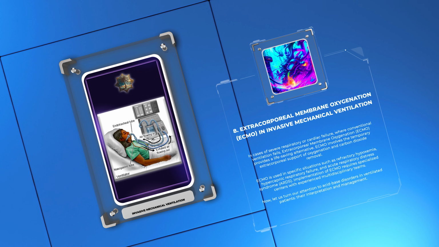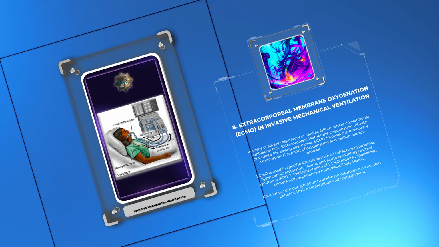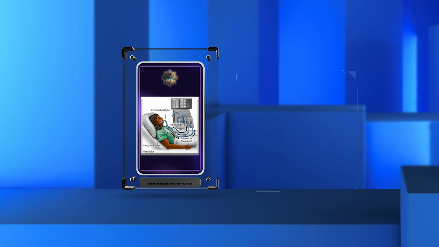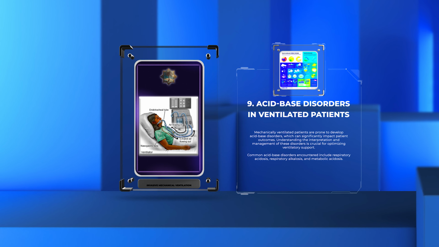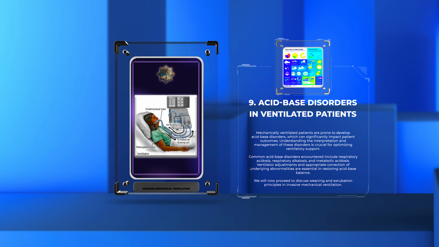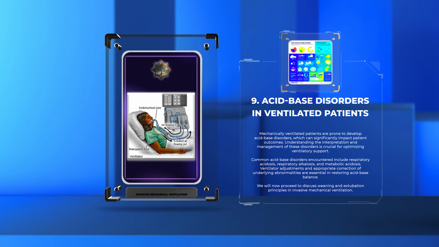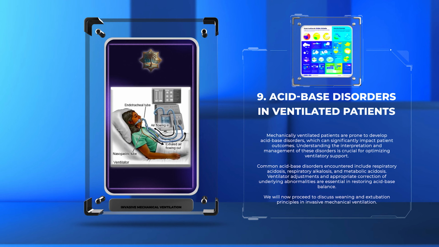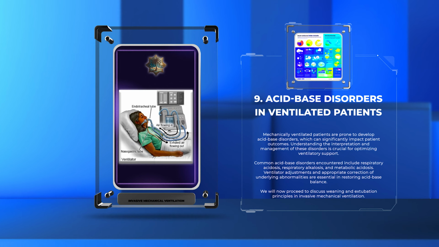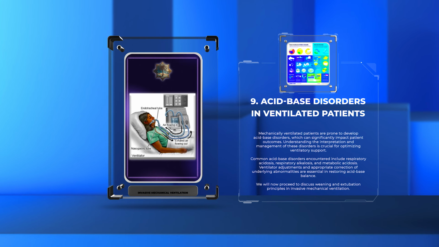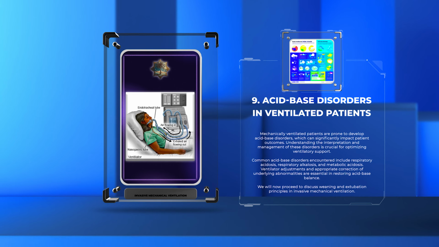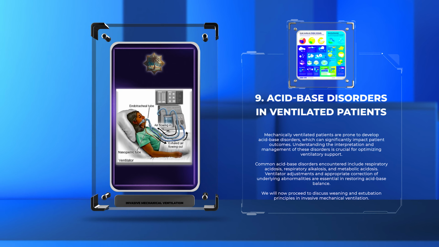Now, let us turn our attention to acid-base disorders in ventilated patients, their interpretation and management. Mechanically ventilated patients are prone to develop acid-base disorders, which can significantly impact patient outcomes. Understanding the interpretation and management of these disorders is crucial for optimizing ventilatory support. Common acid-base disorders encountered include respiratory acidosis, respiratory alkalosis, and metabolic acidosis. Ventilator adjustments and appropriate correction of underlying abnormalities are essential in restoring acid-base balance.